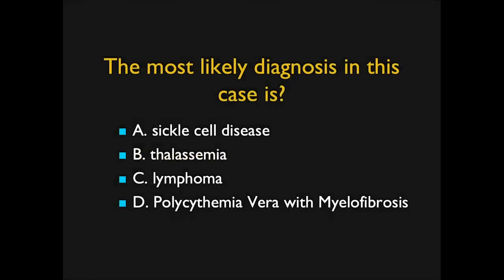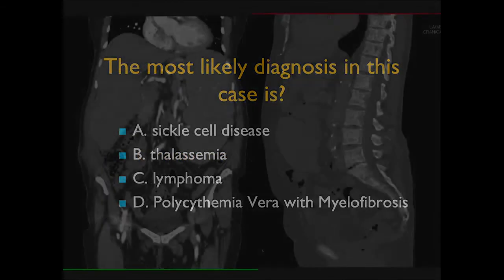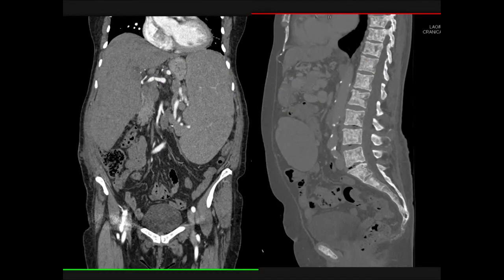In this case, I asked you, what's the best diagnosis? What are the findings? Splenomegaly. So sickle cell disease, SS disease is not going to be there. The spleens are small and autoinfarcted. Thalassemia can give you a big spleen. So can lymphoma. So can polycythemia vera. In fact, the largest spleens are typically with polycythemia vera or CLL.